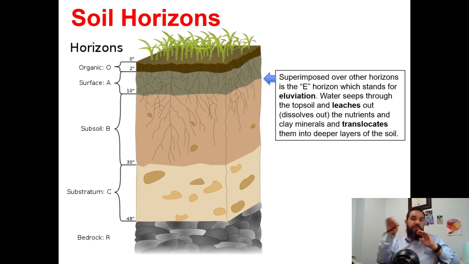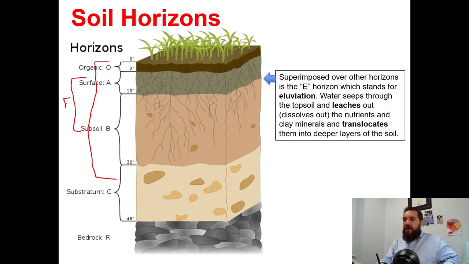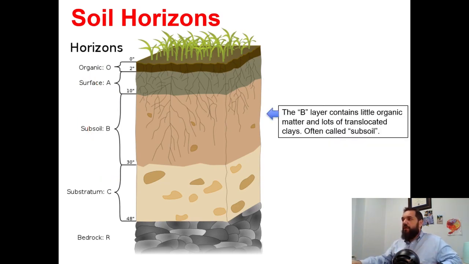So actually, you see in this picture, I don't have an E horizon, and it's complicated because the E horizon, if it exists, can be superimposed over ABC, or it can go down just AB, or whatever. It just depends what it is. But I just want you to be aware that it exists. It stands for eluviation. Water leaches through the topsoil, dissolves out the nutrients, and translocates them. That means moves them into deeper layers of the soil.